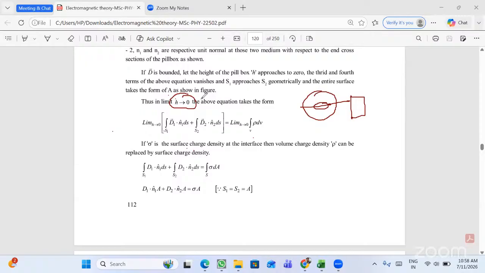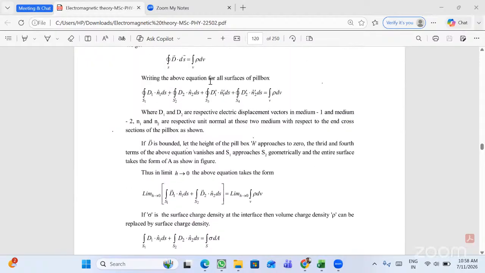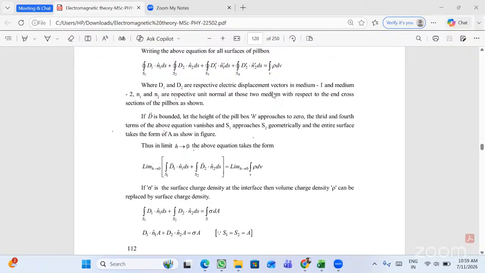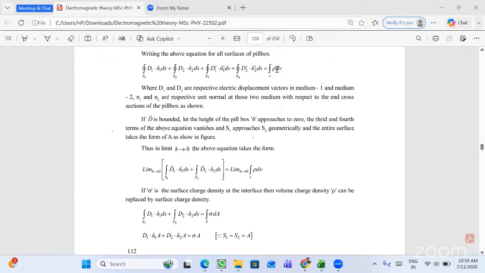So what we do here is we neglect the third and fourth terms. Neglecting means its value is almost equal to 0, and that is the reason we neglect them. These two terms, S3 and S4, are neglected. As the limit h tends towards 0, these terms as well as the surface integral of v rho dv also go to 0.